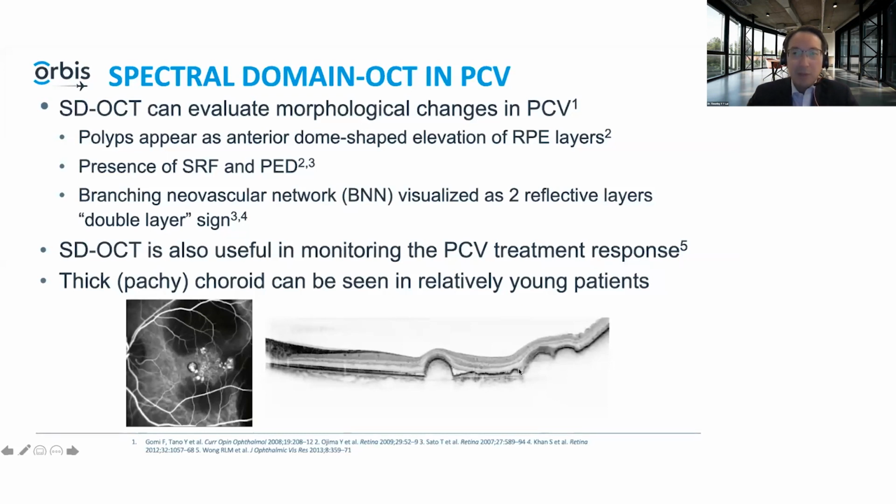Spectral domain OCT is also very useful to monitor these patients' treatment response. So with ongoing treatment, we can decide whether to retreat the patient or not. And we can also use the enhanced depth imaging mode to look at the choroidal thickness. In relatively young patients, many of them will have a thick choroid because PCV is considered as part of the pachychoroid spectrum of eye diseases.